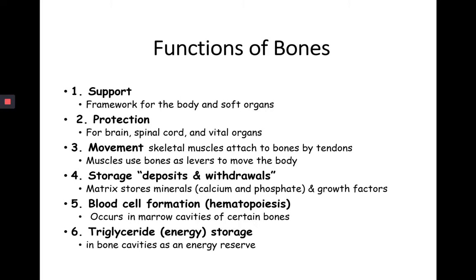And then blood cell formation. In the red marrow of bones, a process called hematopoiesis takes place. That's blood cell generation, so that includes red blood cells, white blood cells, even platelets, which are fragments of cells called megakaryocytes. So we have blood cell formation, storage and deposits, whether it's minerals or fat, movement, protection, and support. So a very wide range and varied functions for bone.